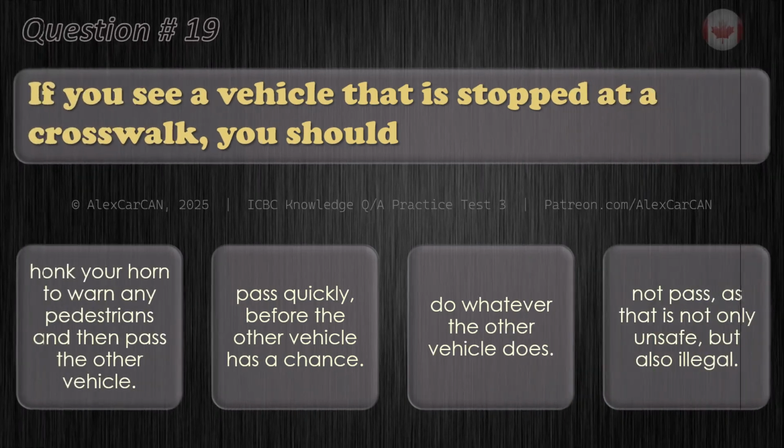Question 19. If you see a vehicle that is stopped at a crosswalk, you should: honk your horn to warn any pedestrians and then pass the other vehicle; pass quickly, before the other vehicle has a chance; do whatever the other vehicle does; not pass, as that is not only unsafe, but also illegal. The correct answer is not pass, as that is not only unsafe, but also illegal.